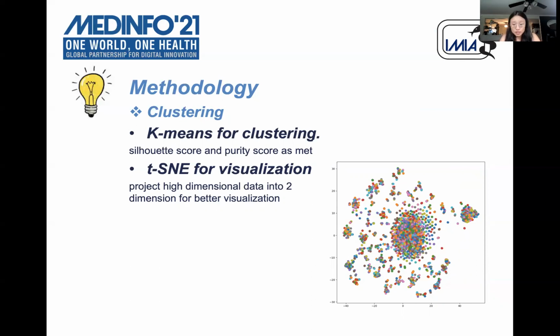Silhouette score is a measure to see if clusters are well apart from each other and clearly distinguished. Purity score is to see whether the nodes from a cluster are from the same class. We clustered our nodes using their embeddings and choose the embeddings with the highest silhouette score and purity score. It is clustered in high dimensional space, but in order to visualize our clusters, we use t-SNE to project high dimensional data into 2 dimensions.